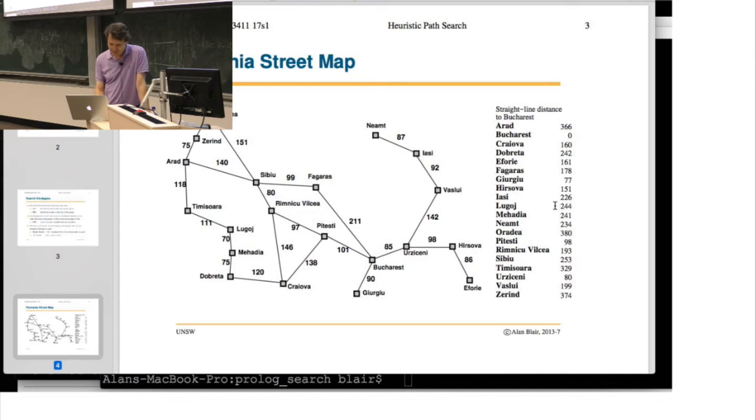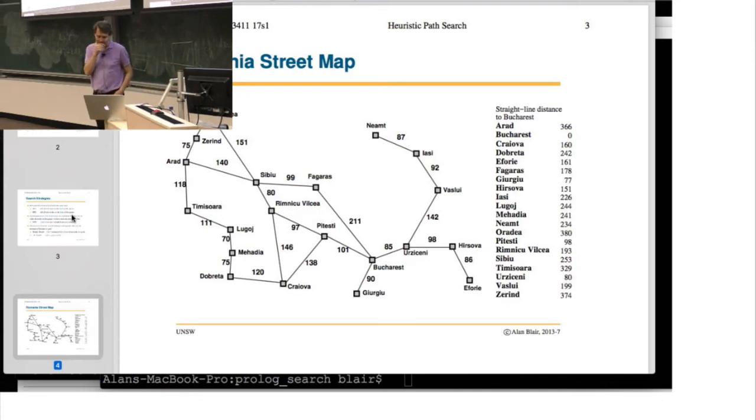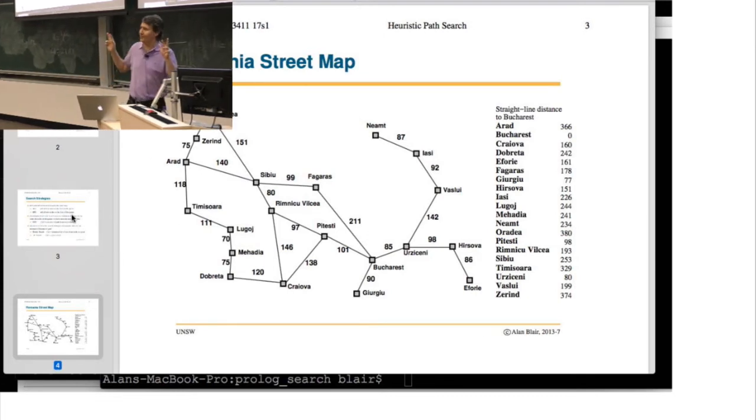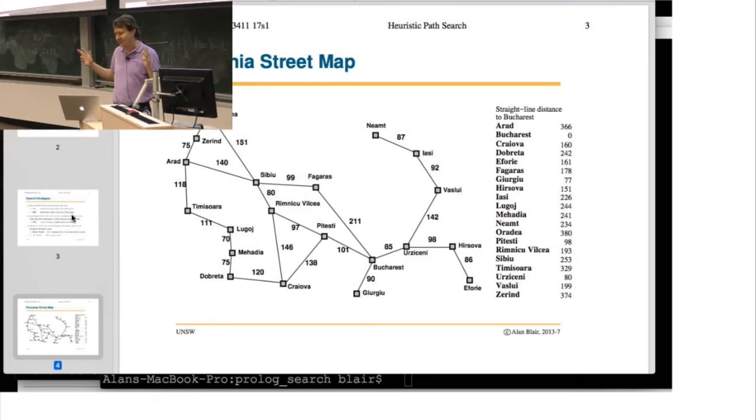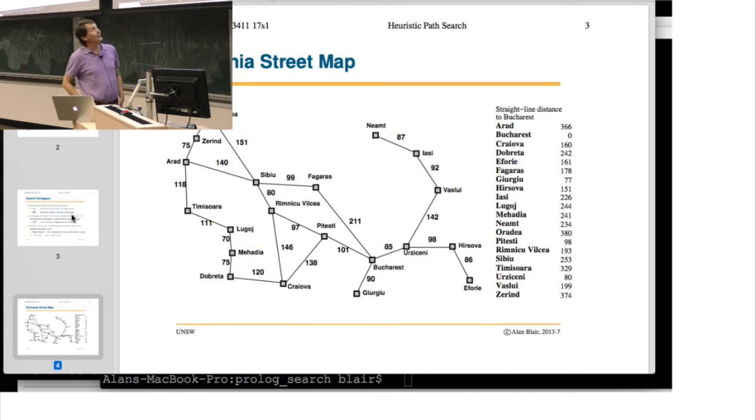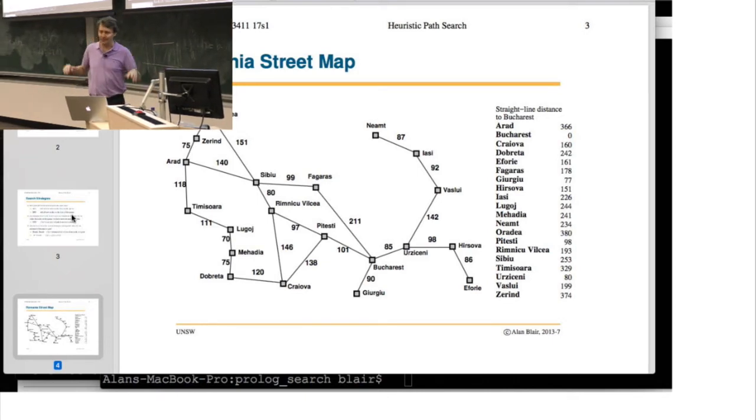Yeah, very good. So searches that make use of this information are called informed searches, sometimes heuristic search, and the other ones are called uninformed search.